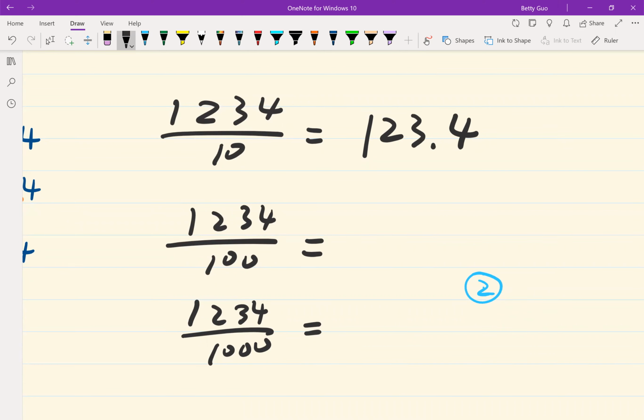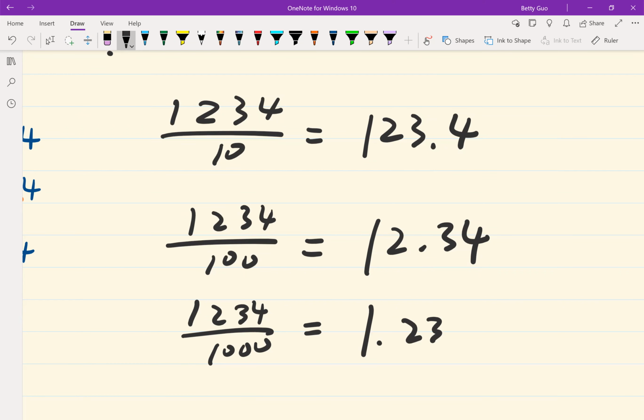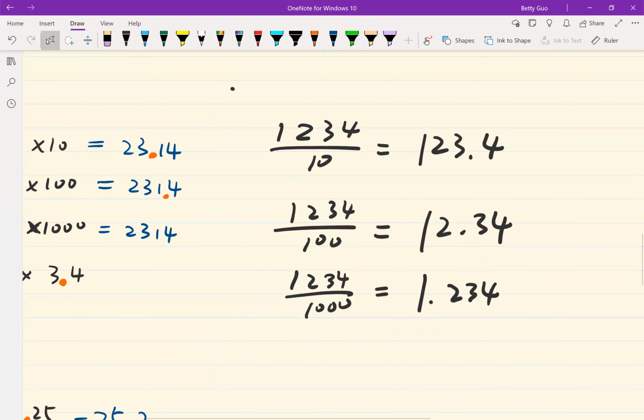When you divide a number by 100, you move the decimal point to the left twice. You have 12.34. If you divide the number by 1,000, since we have 3 zeros in 1,000, you move the decimal point to the left 3 times. You have 1.235. All right? Does that make sense?